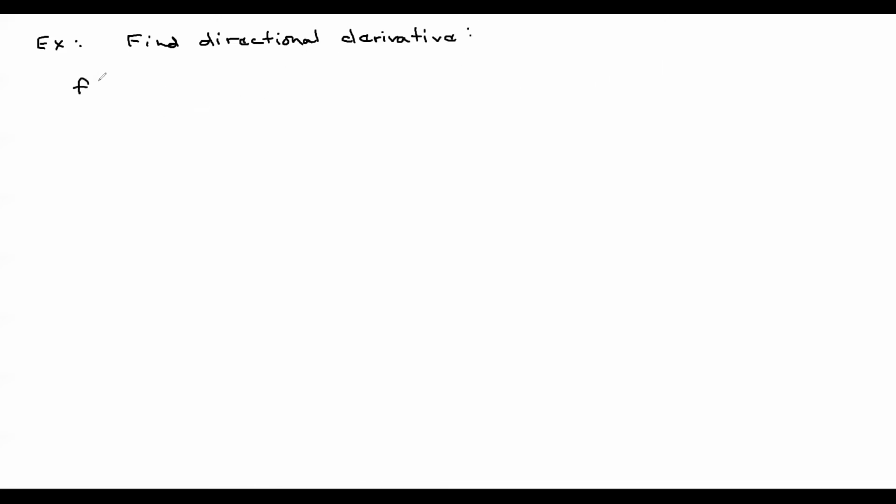All right, so we've got a function. And we've got a point. And we've got a unit vector. And so it wants us to go through and find the directional derivative for the function f of xy at the point -1, 3 in the direction 1 over root 5, 2 over root 5.